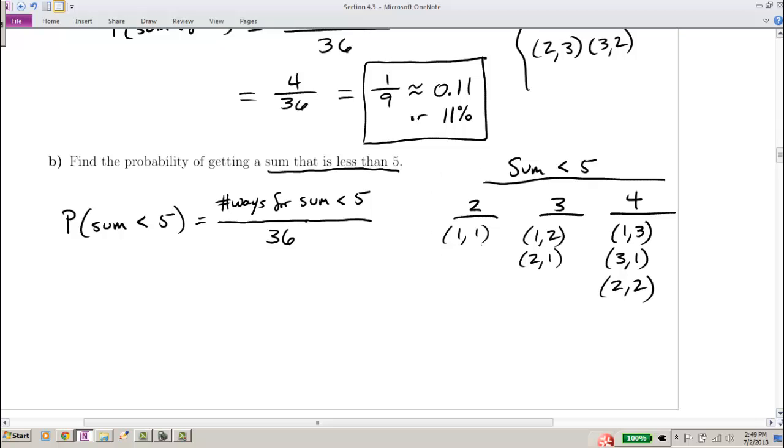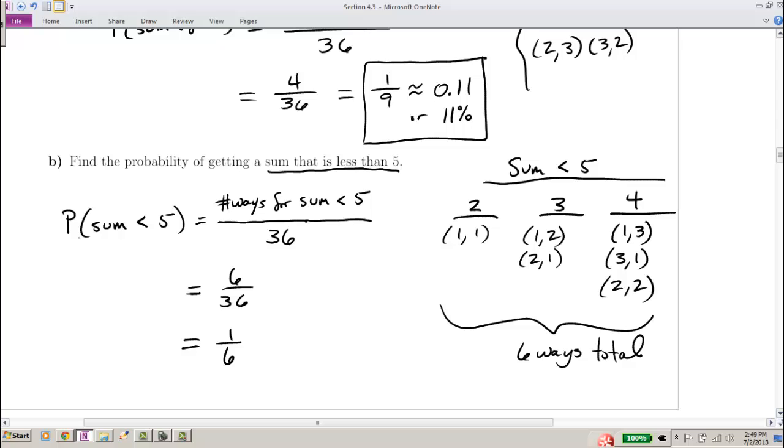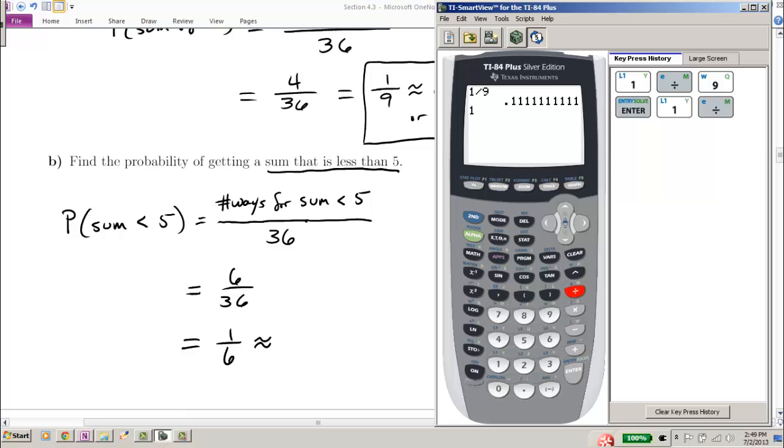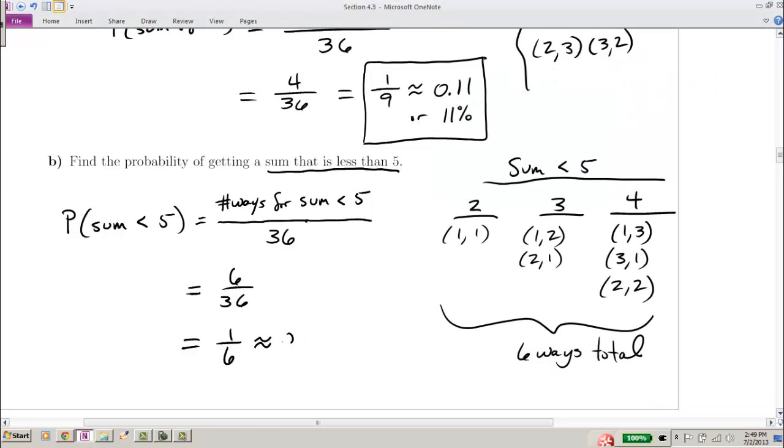And so counting all of these up, we find that there are 6 ways total. And so there's my numerator. 6 out of 36, which we could reduce to 1 out of 6. The probability of getting a sum less than 5 is 1 out of 6, which is approximately 0.16666 repeating, so 0.167 say, or 16.7%.